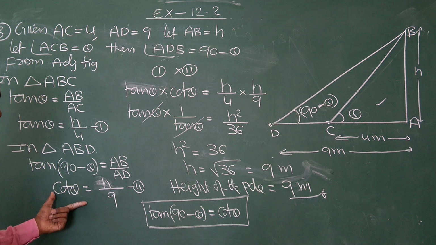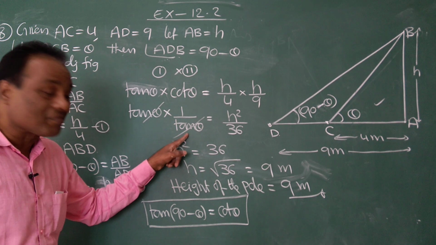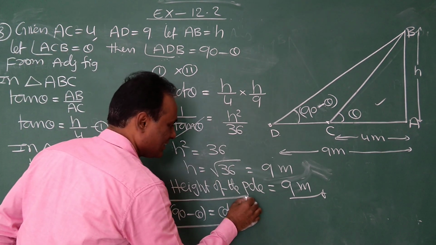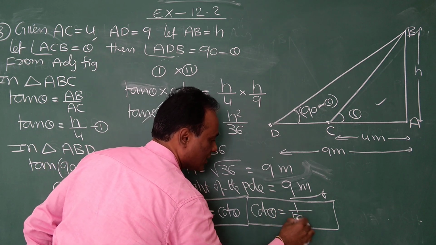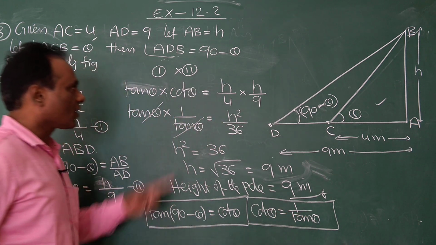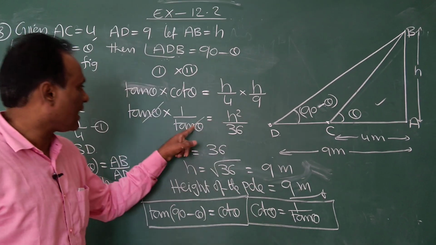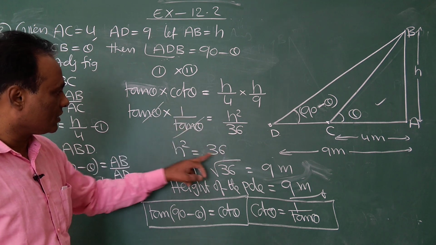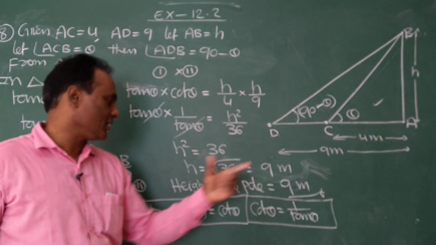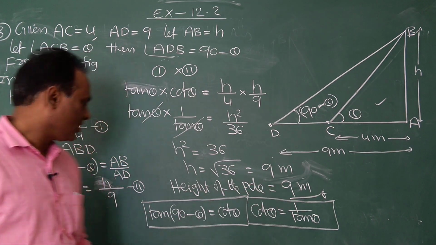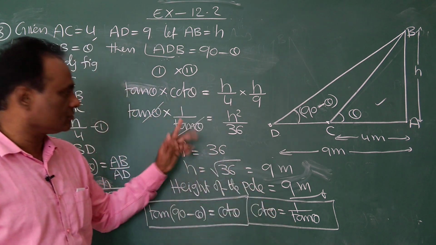I am multiplying these two. Tan into cot is equal to h by 4 into h by 9. Cot is equal to 1 by tan. Another formula I applied. Tan cancels, so 36 into 1, 36. h square is equal to 36. h is equal to root 36 is 9. So the height of the pole is equal to 9 meters. This formula also I applied.